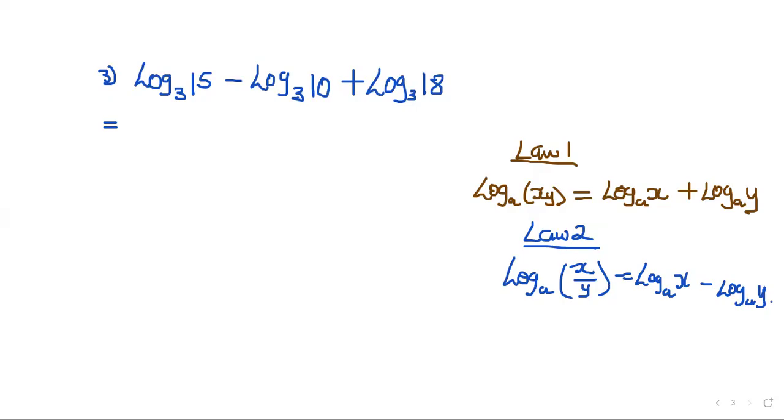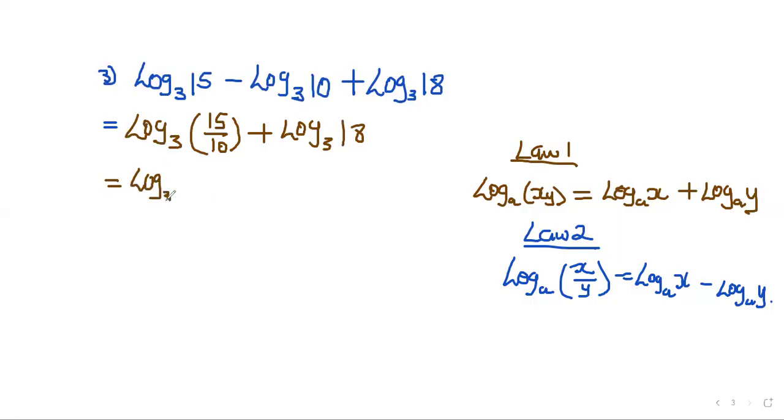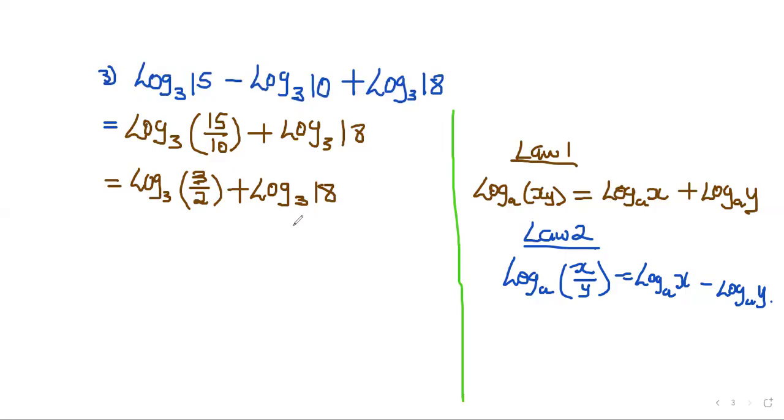So for this number 3, we're going to use law number 1 as well as law number 2. We can start by rewriting this in the form of law number 2. So this will give us the log base 3 of 15/10, plus the log base 3 of 18. Coming back, that is log base 3, and we know that 15/10 gives us 3/2. So I'm just going to write 3/2 plus log base 3 of 18.